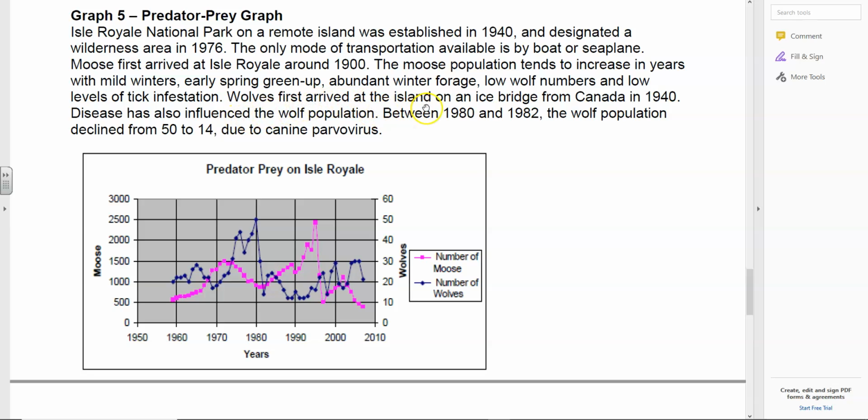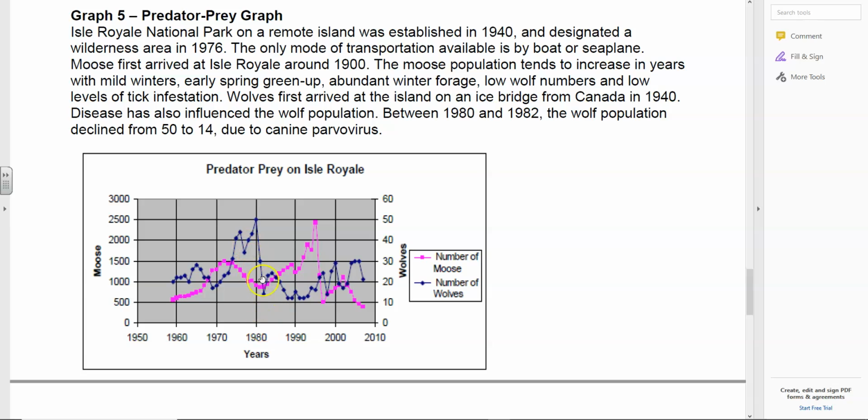Wolves first arrived at the island on an ice bridge from Canada in 1940. So the moose had like a good 40 years to grow, develop, and kind of fit the carrying capacity of the island before wolves showed up. Disease has also influenced the wolf population between 1980 and 1982.